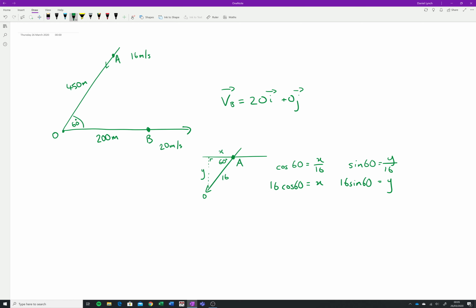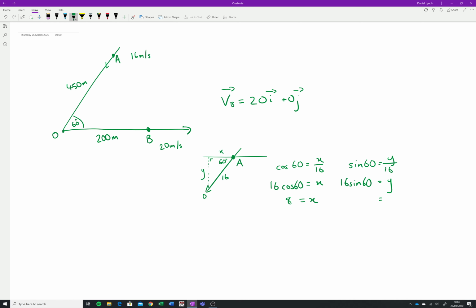That stuff we should know already, but you know what? It might not be a bad idea just to do a little refresh. It has been a while. So let's see, cos of 60, that's very handy. That's a half. So we have that X is 8.